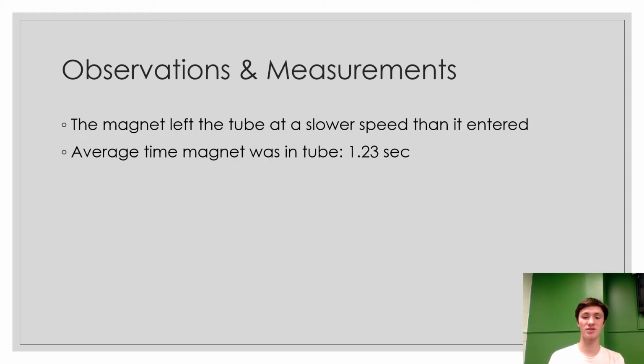So as far as observations and measurements go, the magnet left the tube at a slower speed than it entered, which shows that a net force acting opposite the direction of motion was applied, and that the average time the magnet was in the tube was 1.23 seconds.